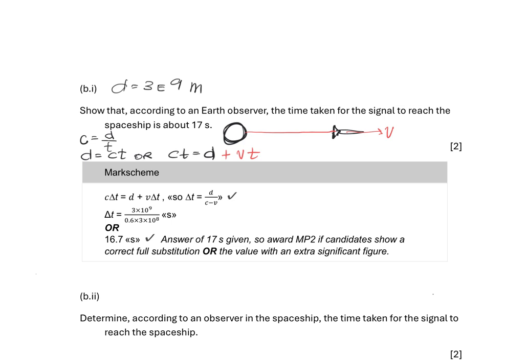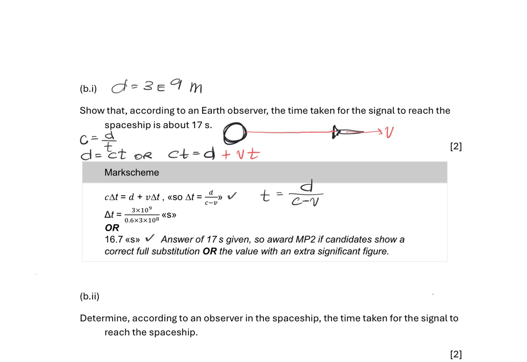We know the speed of light, and we know the distance at which the Earth observer saw the spaceship, 3 times 10 to the 9 meters. But in the time that the light is traveling, the spaceship also moves a little bit, so we need to account for that. We know the spaceship speed is 0.4 the speed of light, so let's go with that. The only thing we don't know is the time, and the mark scheme already did the math for us on this.